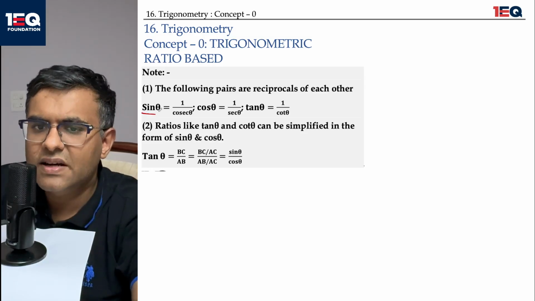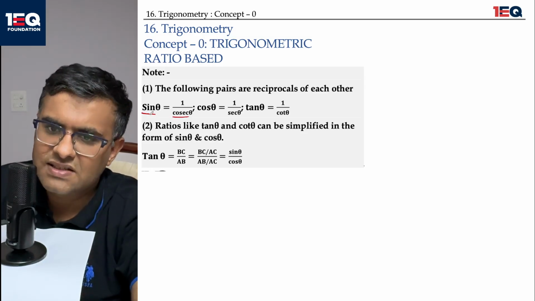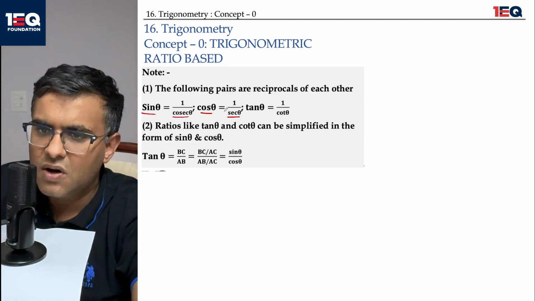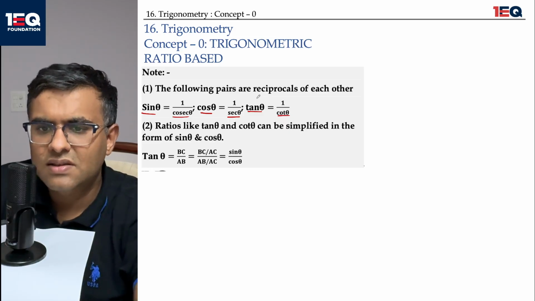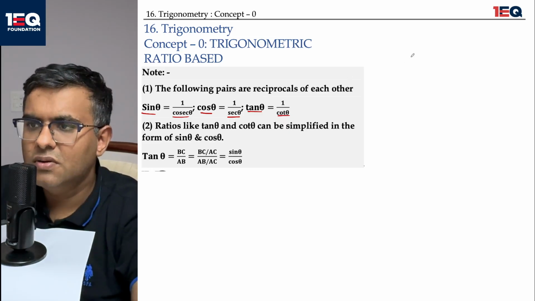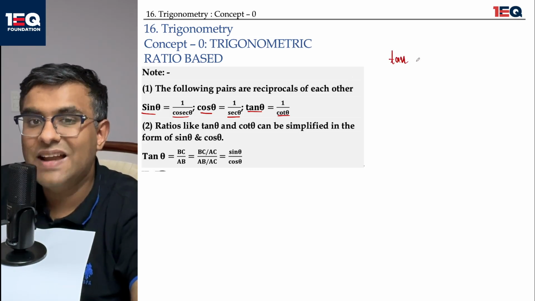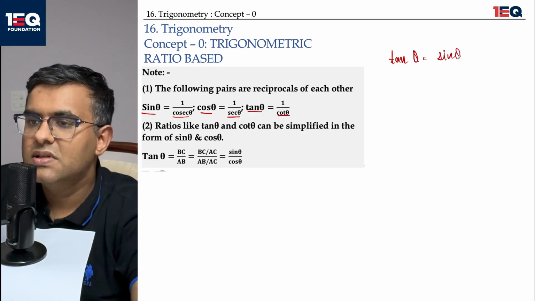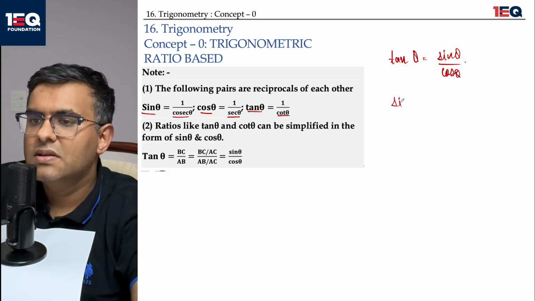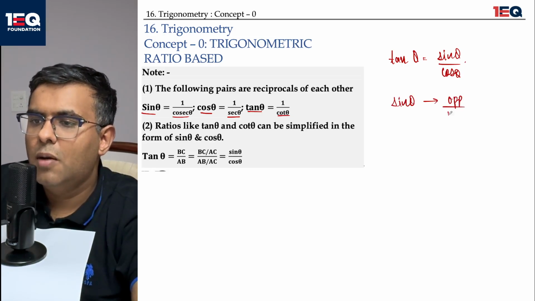As I've already said, the reciprocal of cosec is sine, the reciprocal of sec is cos, and the reciprocal of cot is tan. Also, there is a ratio which is very unique in nature, which is the tan ratio. Tan theta is also equal to sine theta upon cos theta. Sine theta stands for opposite upon hypotenuse.